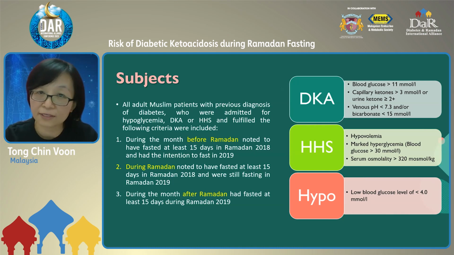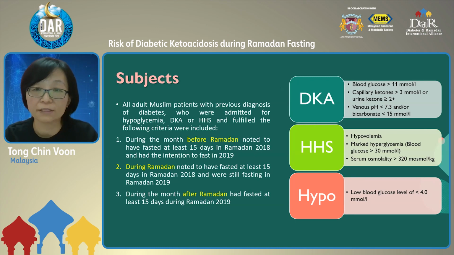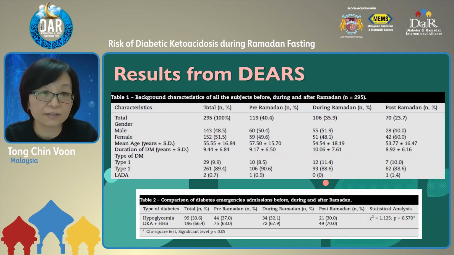DKA, as I mentioned earlier in my first slide. HSS, they need to fulfill these three criteria: having hypovolemia, marked hyperglycemia with a blood glucose of more than 30 millimole per liter, and serum osmolality of more than 320. And hypoglycemia, as we all know, is when they have a blood glucose level of less than 4 millimole per liter. So what did we find in this study?